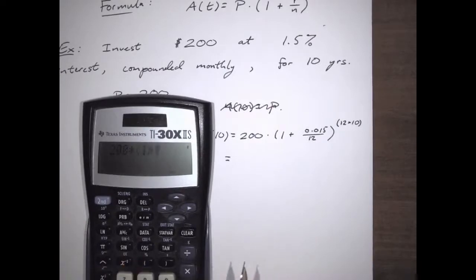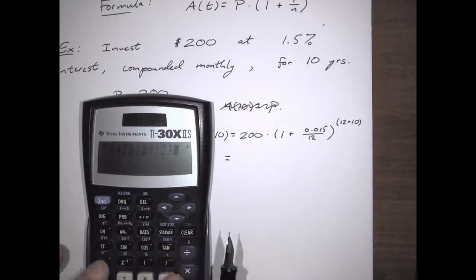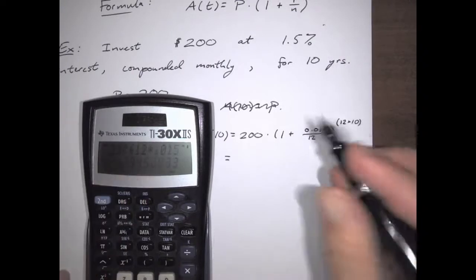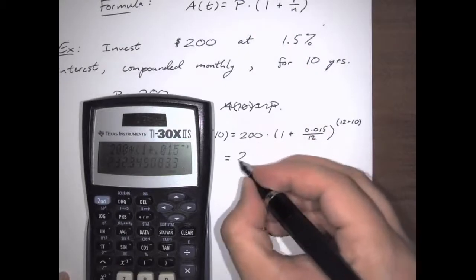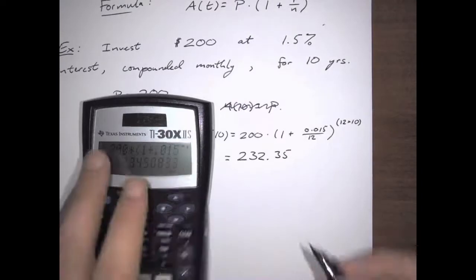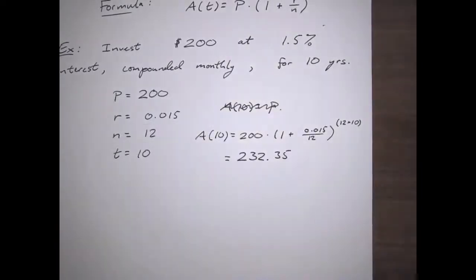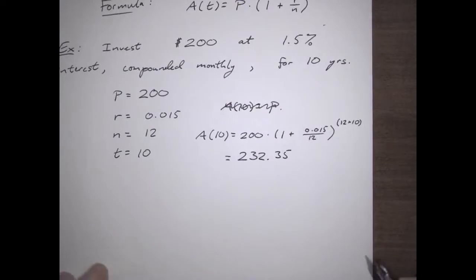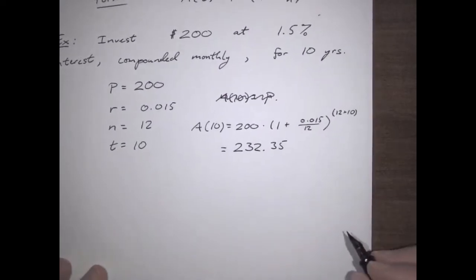And 1 plus 0.015 divided by 12 in the parentheses to the power of 12 times 10. Make sure there are parentheses there, or else actually do the multiplication. And we would get $232.35. And because we're talking about dollars and cents, we would round it typically at the hundredths place, because that's the smallest that the denominations of US dollars are typically broken down.